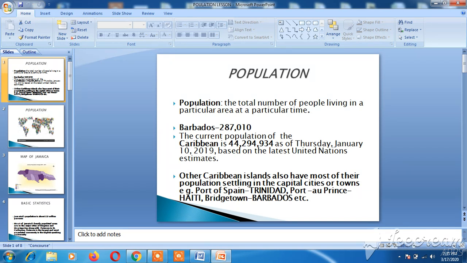Alright. Now, other Caribbean islands also have most of their population settling in the capital cities or towns. Example, Port of Spain, which is the capital of Trinidad, Port-au-Prince, Haiti, Bridgetown, Barbados, and just like Kingston, Jamaica, and Portmore, most of the persons are settling in the urban towns.